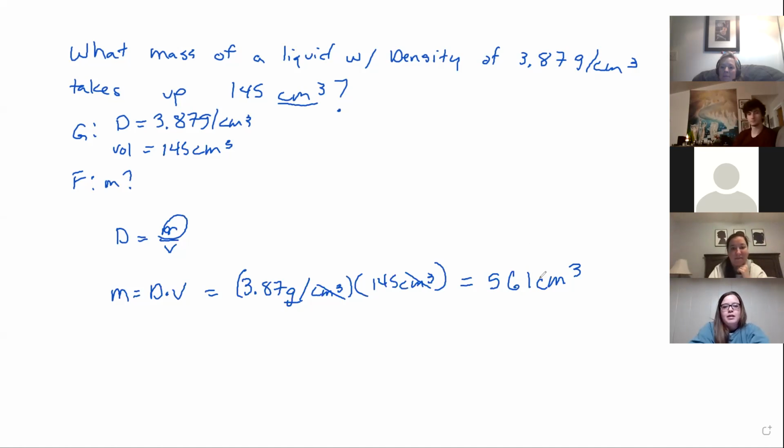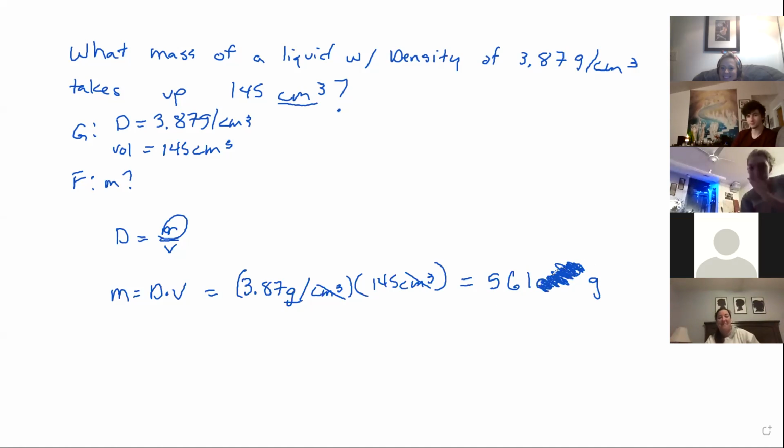Grams and centimeters? That's what it is. Yes, thank you. Yeah, I think I'm going to call it after density here today. Yeah, so the unit is grams. Make sure you're using the right unit.